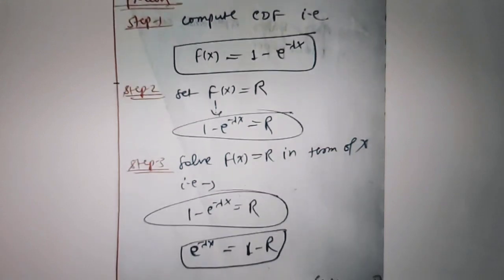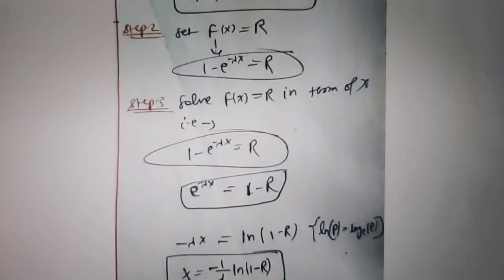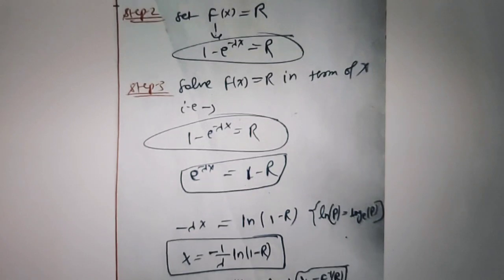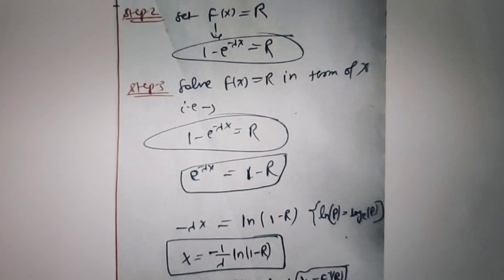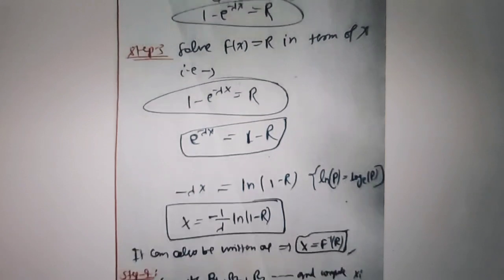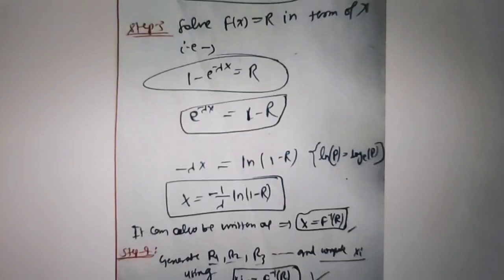When we equate these values, e to the power minus lambda x is equal to 1 minus R, and when we take the log, we get x equals minus 1 over lambda times ln of (1 minus R). In simple terms we can also write the x value as F inverse of R.